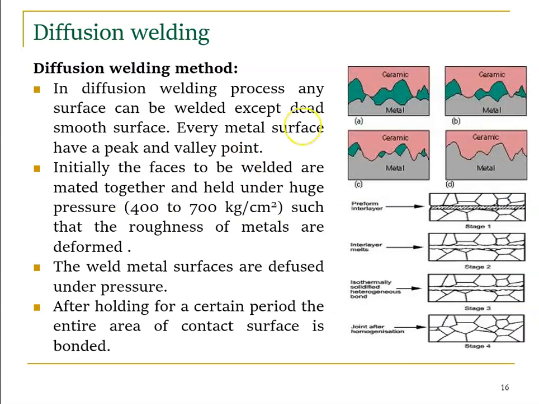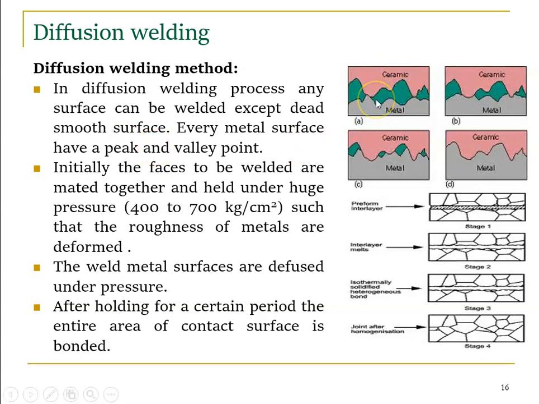Right, so in the diffusion welding process, any surface can be welded except a dead smooth surface. Every metal has peak and valley points, right? Dead smooth surface means if the two metals have a good surface finish, a mirror finish, then you cannot find any peak in the surface. Generally diffusion welding requires peaks, right?